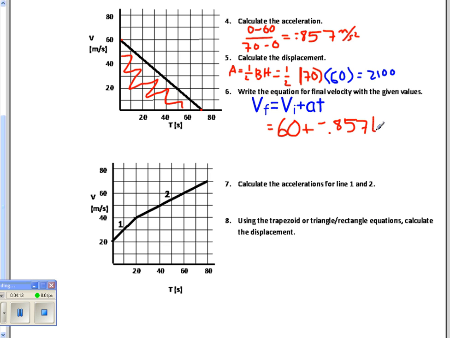And I'll just say times t, and that means we have an equation for a line, so anywhere along this line we could figure out what the velocity is. And there you go, that's the end of part 2.